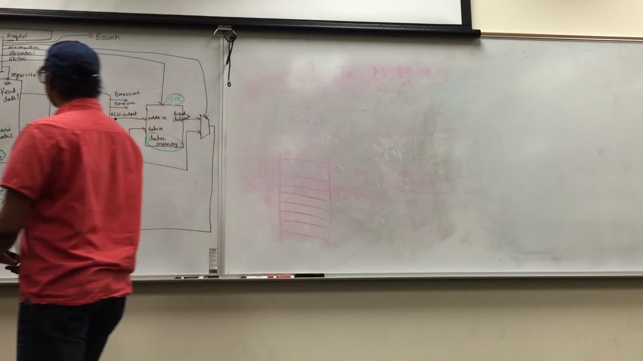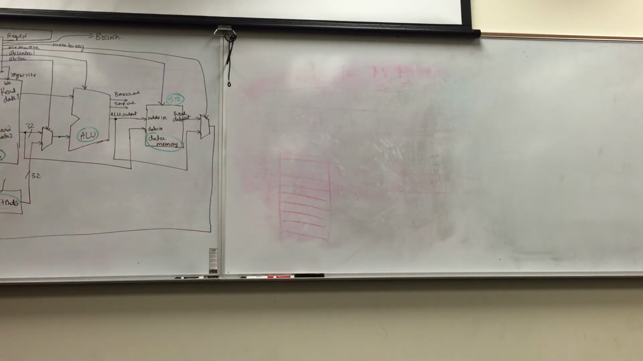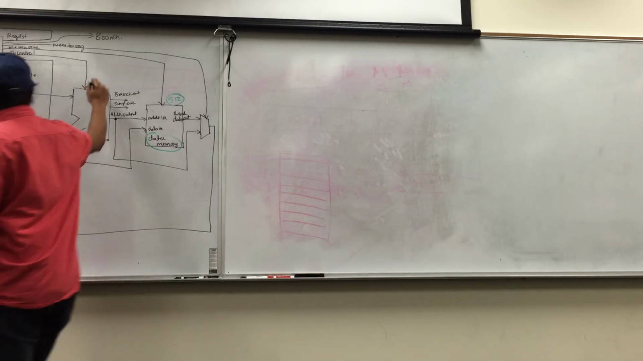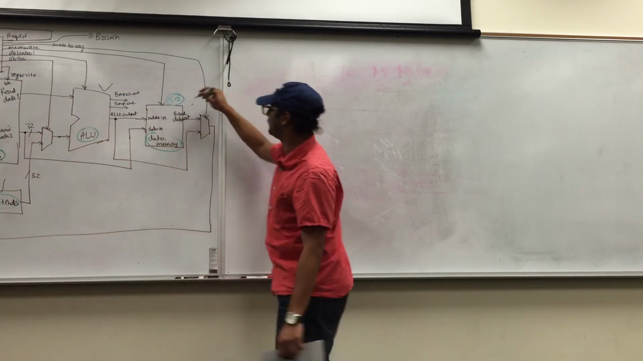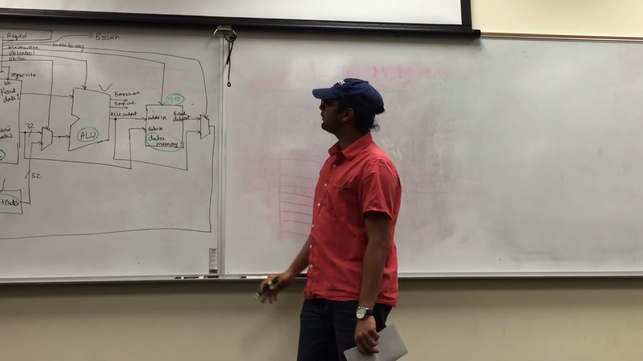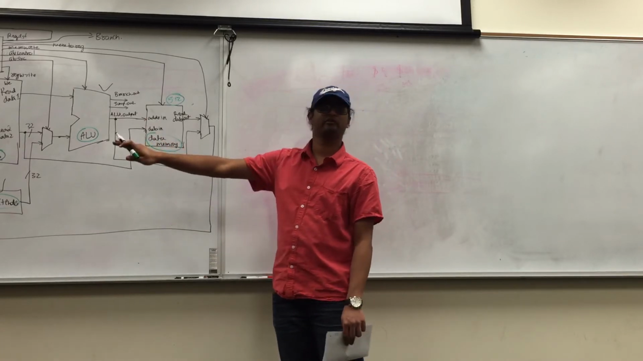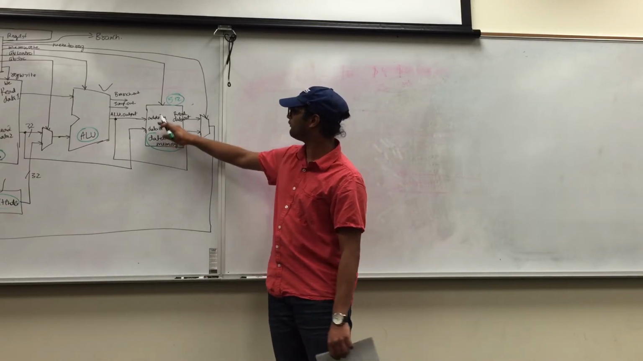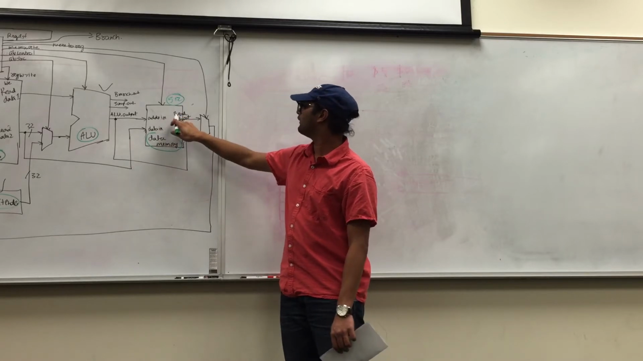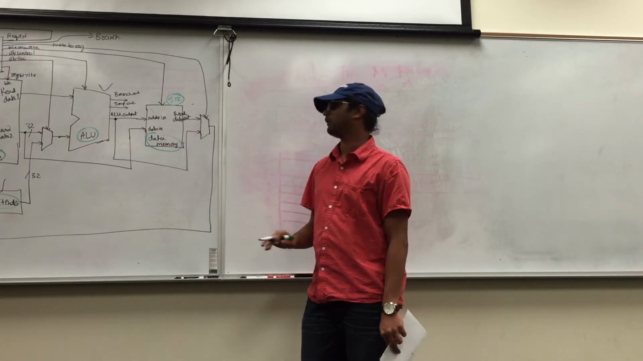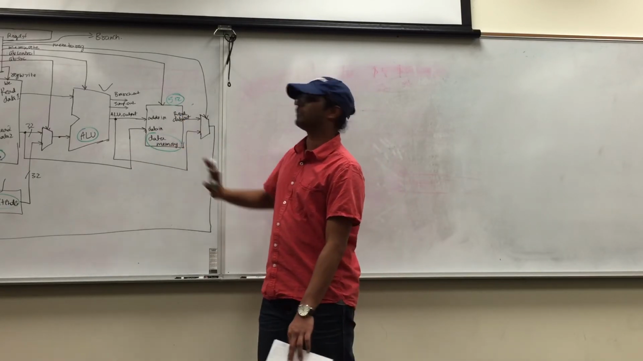Okay, so we are done with program counter, instruction memory, register file, ALU, and data memory. Data memory is basically the same thing as instruction memory, whereas over here you have address in, data in, and then data out. That's all. It's basically the same thing.